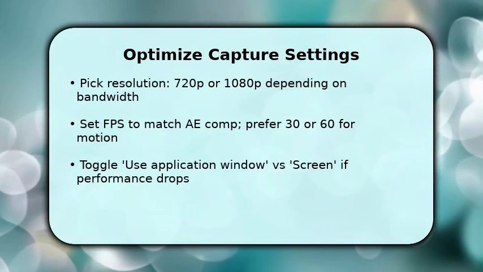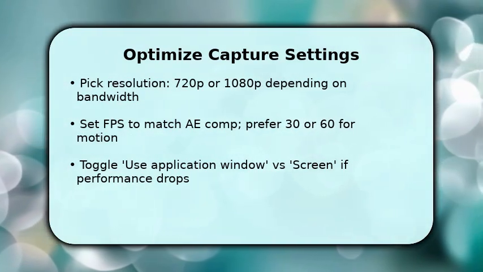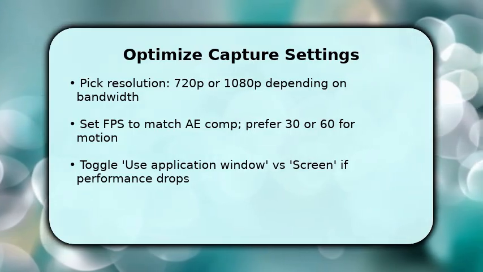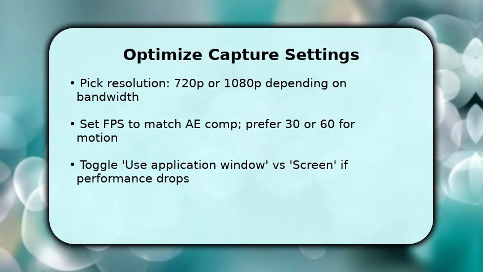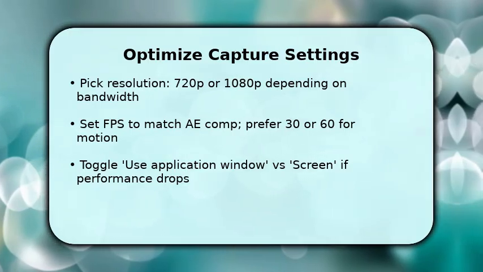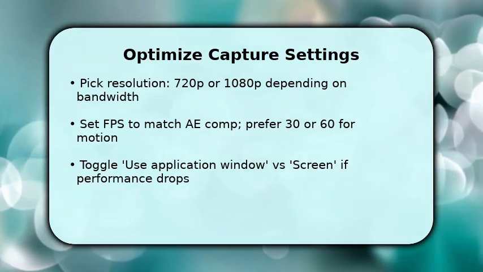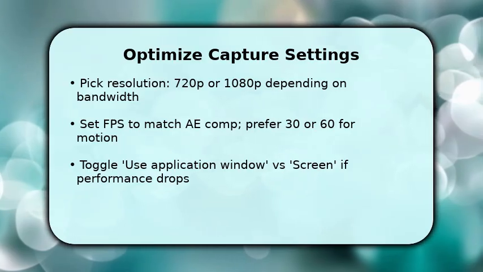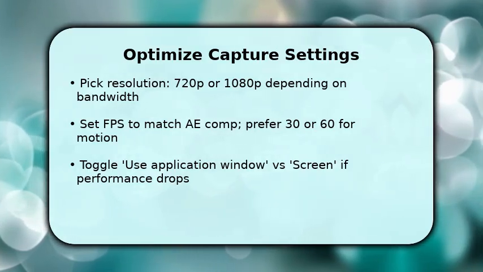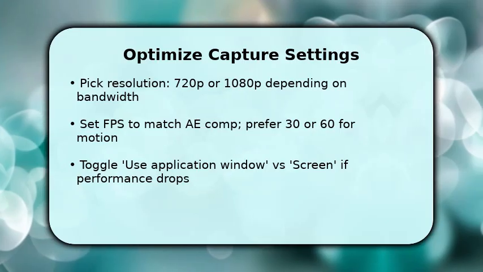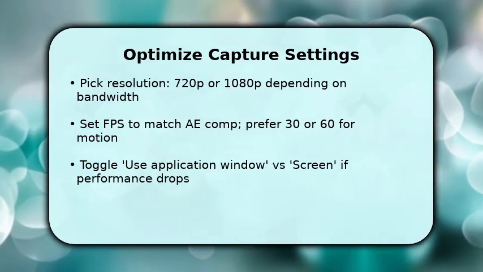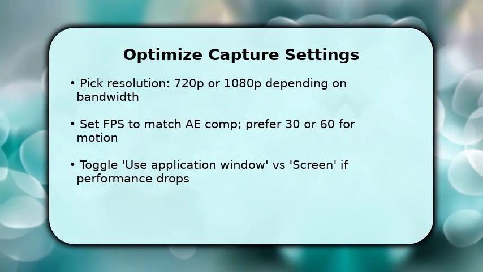Now focus on capture quality and performance. You should pick a resolution like 720p or 1080p based on your upload bandwidth, because higher resolution can cause dropped frames. Make sure Discord's FPS matches your After Effects composition. If your comp is 30 FPS, stream at 30 to reduce judder. Choose 60 for smoother motion when possible.